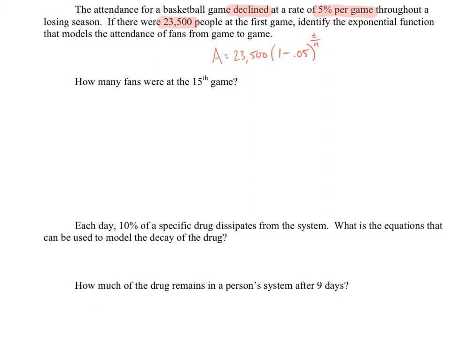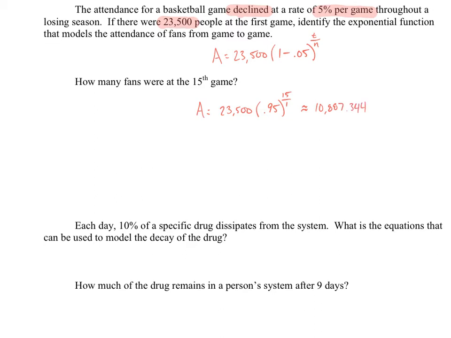And time would be games, so if it's declining once per game, n is going to be 1 again in this case. And then it says how many fans were at the 15th game. Well, now we can plug this in since we still have a principal amount of 23,500 fans. We plug in, now we have 0.95, 1 minus 0.05 is 0.95, to the 15th power, and it happens once per game. So 15 games later, what are we looking at? That comes out to be about 10,887.344.